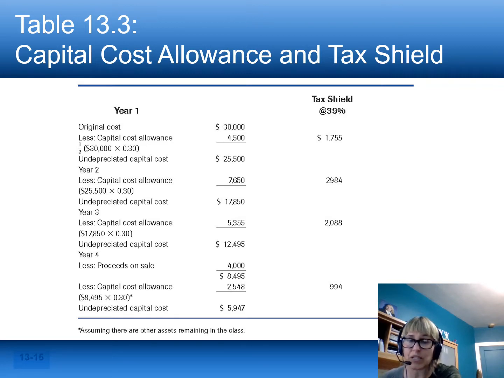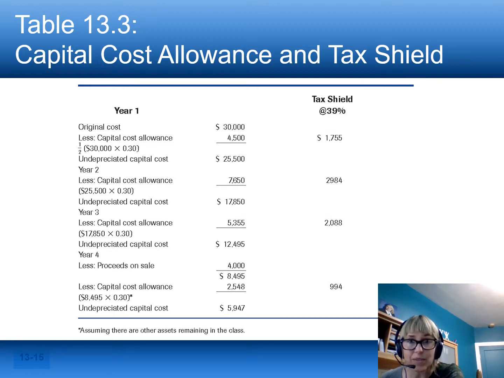So if the tax rate is 39% and we have an original item costing us $30,000, and a capital cost allowance of 30%, but in the first year we just take half of that. So we take $30,000 times 30%, but one half of that, we get $4,500 for the CCA. And you can see the UCC, the undepreciated capital cost, is $30,000 minus $4,500. So now we have an opening balance next year of $25,500. So that's the column that you're seeing run down.